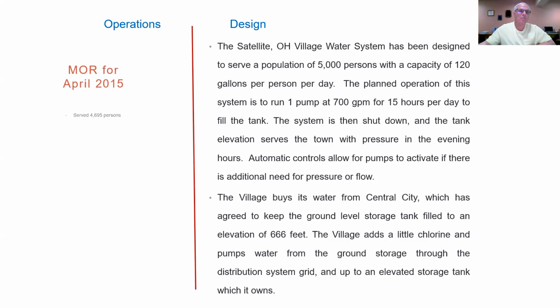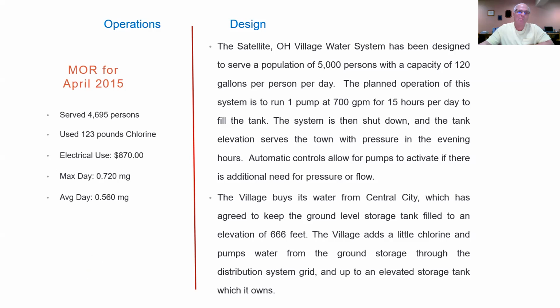So, operational data for the month of April 2015: we actually served 4,695 people, not the 5,000 that we were designed to do. So our pumpage might be a little bit less. We used 123 pounds of chlorine during the month. We used $870 in electrical use to run our pumps. Our max day was 0.72 million gallons, or 720,000 gallons in one day. But on average, we averaged 0.56 million gallons, or 560,000 gallons a day. Our tap free chlorine was 0.4 milligrams per liter, and our tap total chlorine was 0.5 milligrams per liter. Our distribution system free and total chlorines are listed there at 0.2 and 0.3.